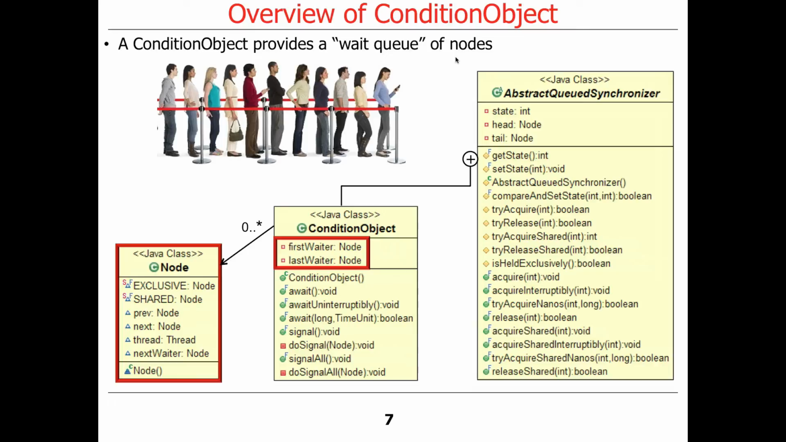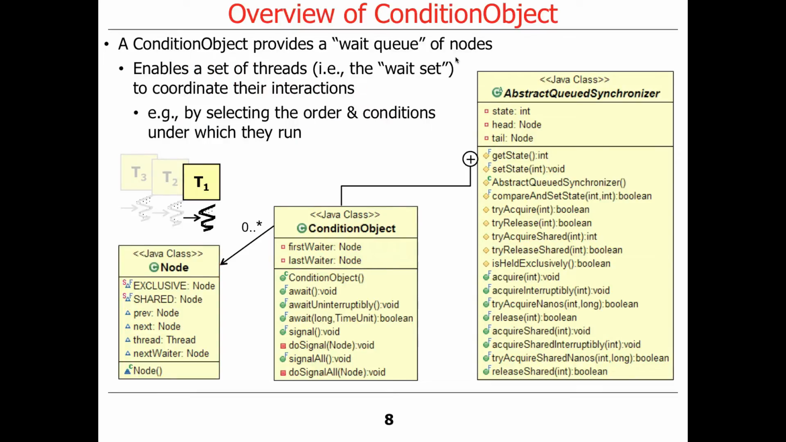A ConditionObject provides a wait queue of nodes. So here's a node. There's actually a data structure nested inside of this called Node. And a ConditionObject basically has a linked list of nodes that are linked through firstWaiter and lastWaiter. So it's basically a linked list with a first head pointer and a tail pointer, to make it easy to add things at the beginning or the end, and to remove things at the beginning, or arbitrarily in there if you need to. So that's basically what the internal state looks like if you were to peek inside of AbstractQueuedSynchronizer.